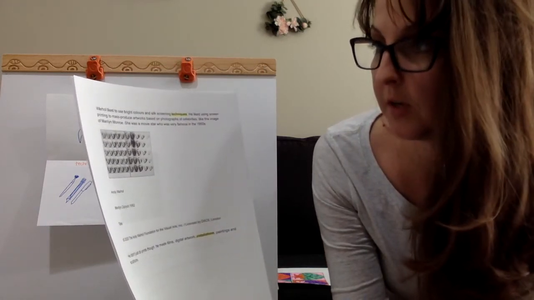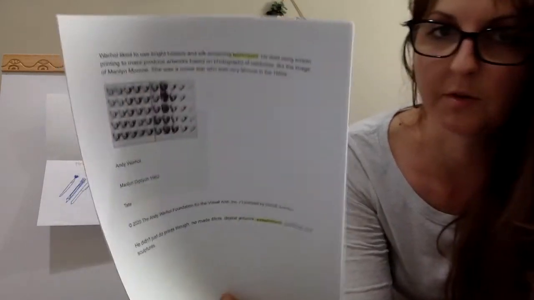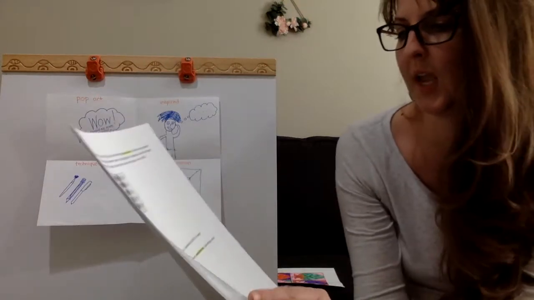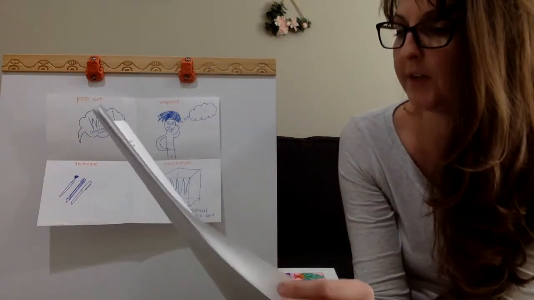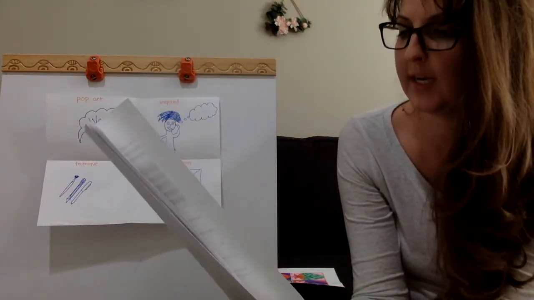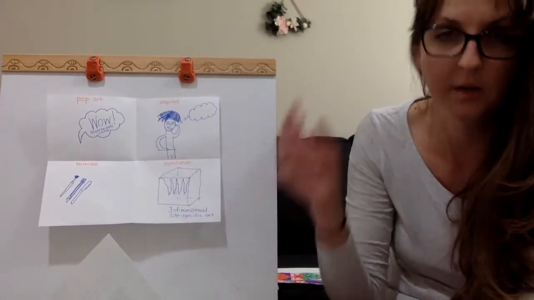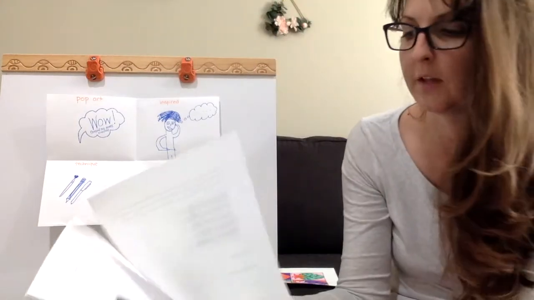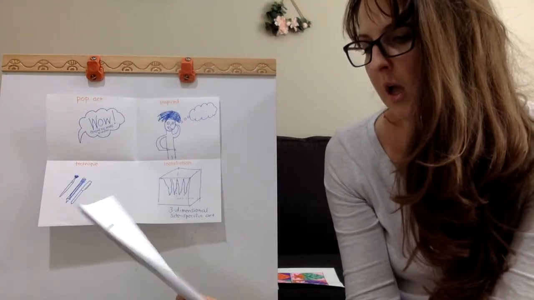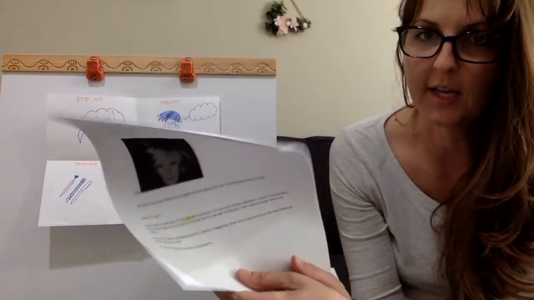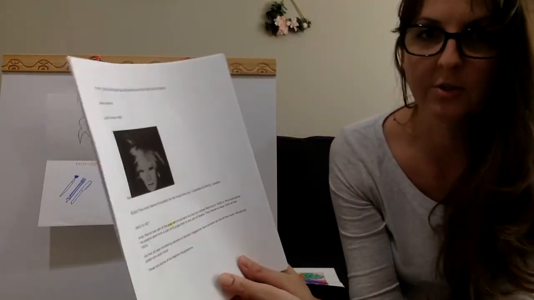Like this image of Marilyn Monroe. She was a movie star in the 1950s. And he didn't just do the prints, he did films and digital artwork and installations in art places like we were talking about, in museums or art shows and galleries. And that's about all the information that I found on him that was kid-friendly.